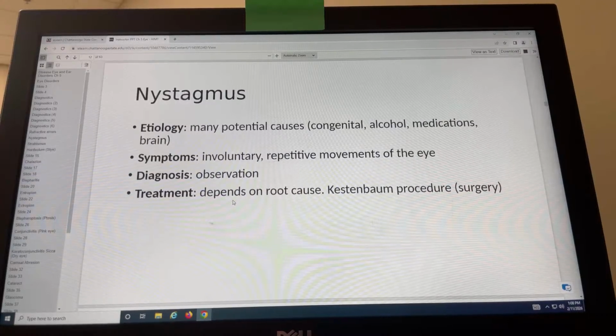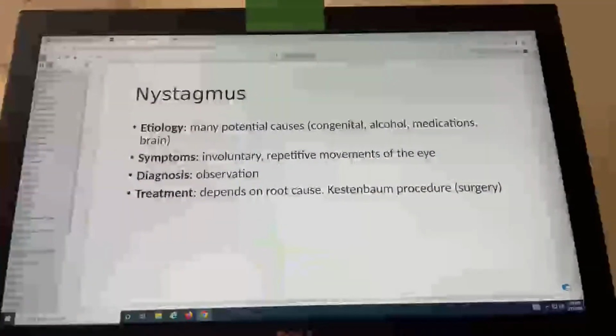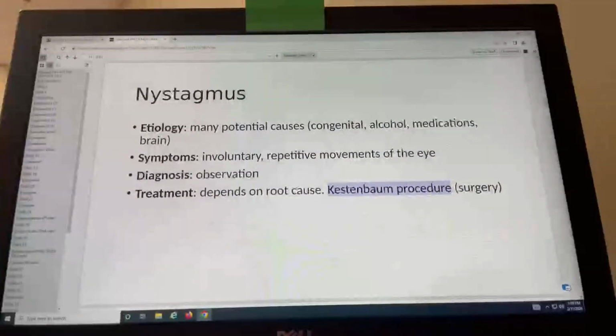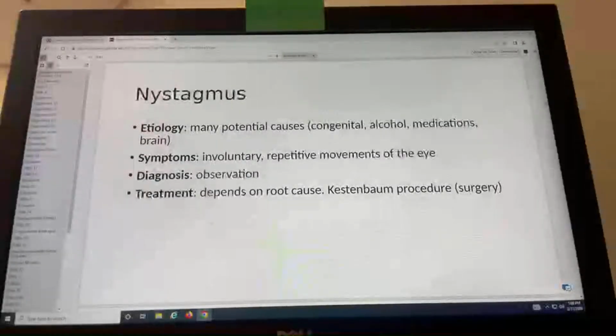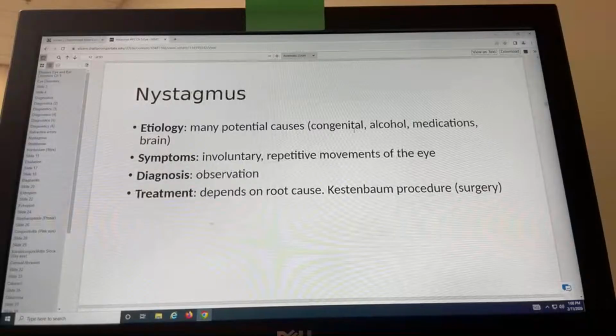And then the treatment for it just depends on what's causing it. There's not a one-size-fits-all answer here. If it's alcohol, then obviously once you don't have it anymore, it goes away. There's also something called the Kestenbaum procedure. They typically do this if it's congenital, like if you're born with it and there's not an underlying cause as to why it's happening. It's just something that you have, and it's a surgical procedure where they do something to the muscles to keep them from having those involuntary twitches.